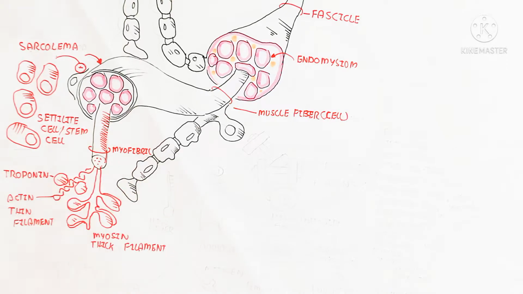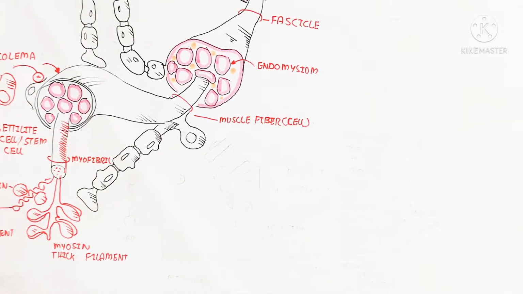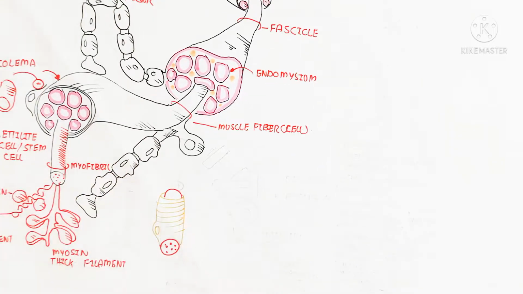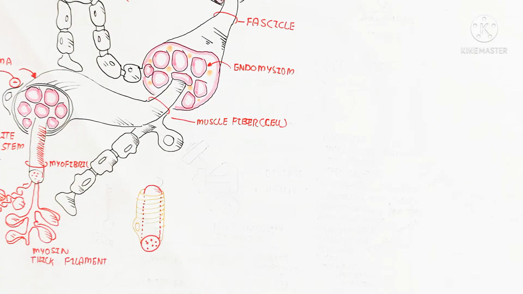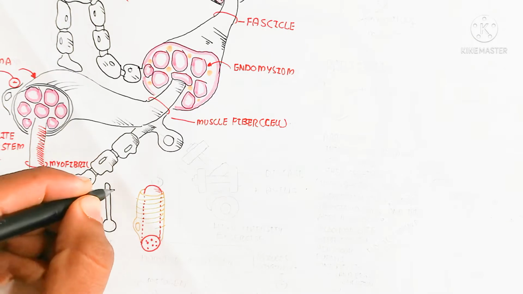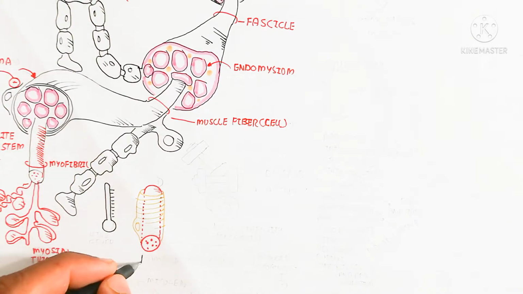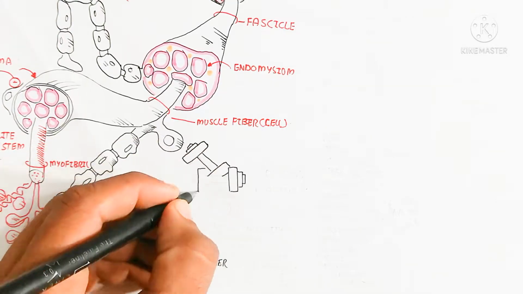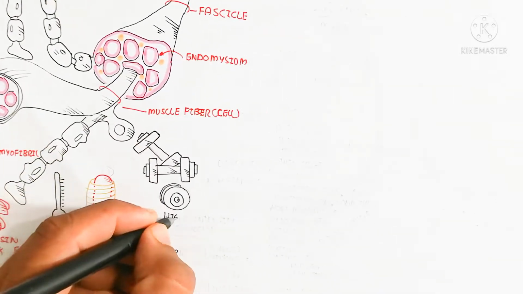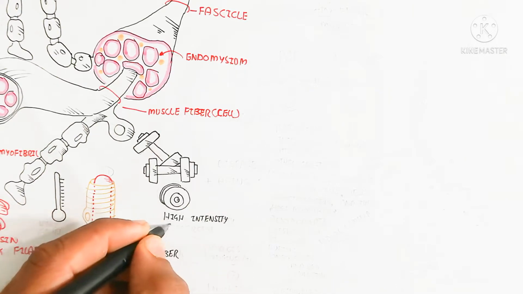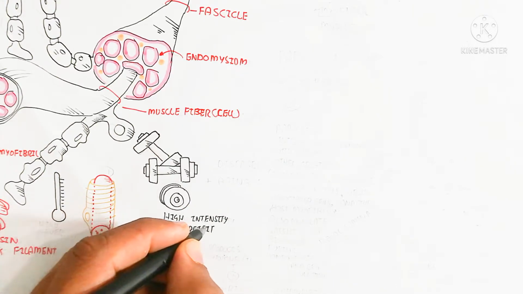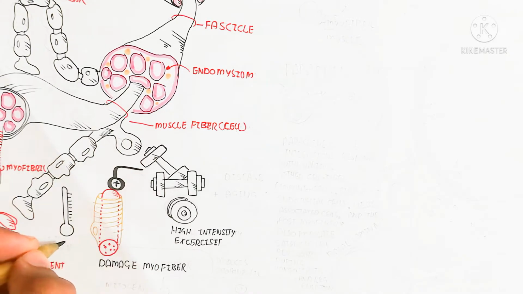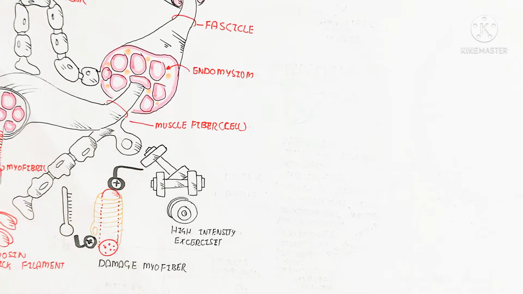Here is the satellite cell, or stem cell. On the basis of breakdown of the myofiber, the satellite cell will repair and regenerate, and it will produce more muscle fiber again. Here is a damaged myofiber, for example, due to heat, high intensity exercise, diseases, as well as aging. So this is a damaged myofiber.